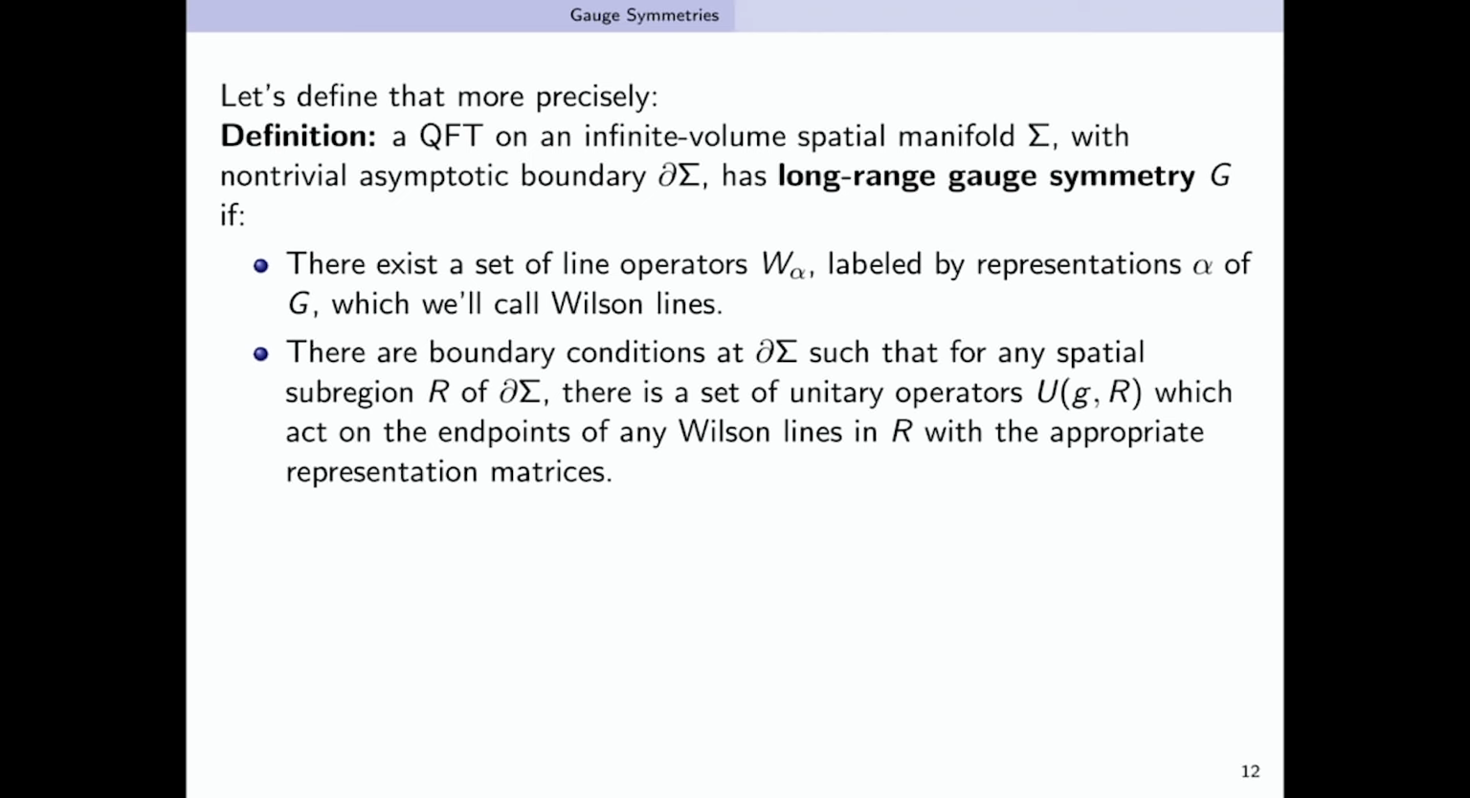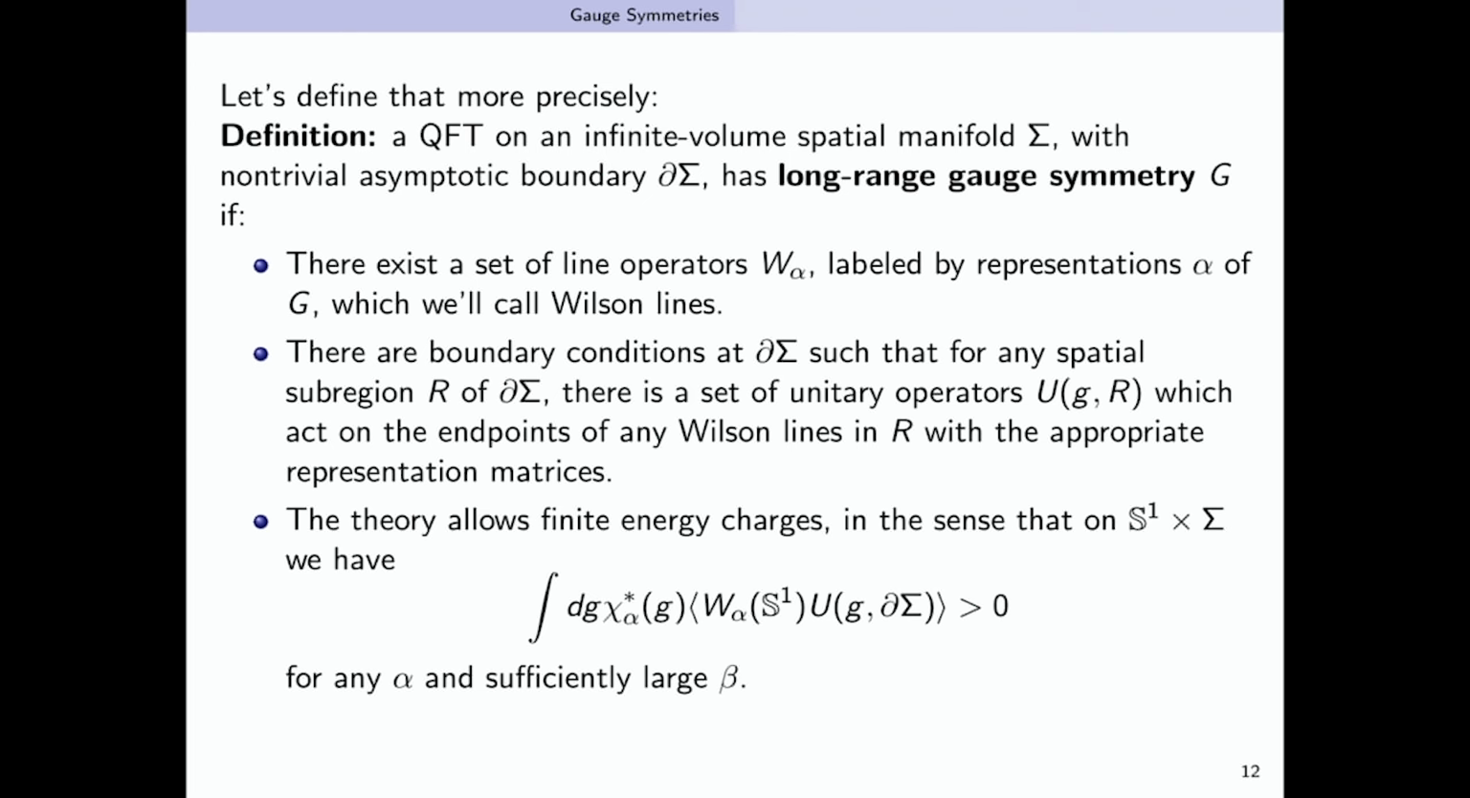There are boundary conditions at the spatial boundary such that for any subregion of the spatial boundary, there's a set of unitary operators labeled by elements of the group, and the endpoints of the Wilson lines that end in that subregion transform under the symmetry. And finally, finite energy charges are allowed. This is some way of diagnosing finite energy charges: you insert a heavy background charge, and then you look at the thermal partition function and see if there are finite energy charge states that transform in representation alpha by integrating against the character of the representation.